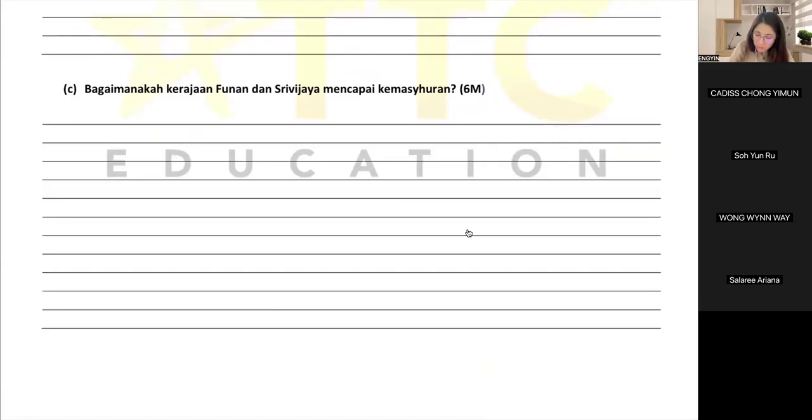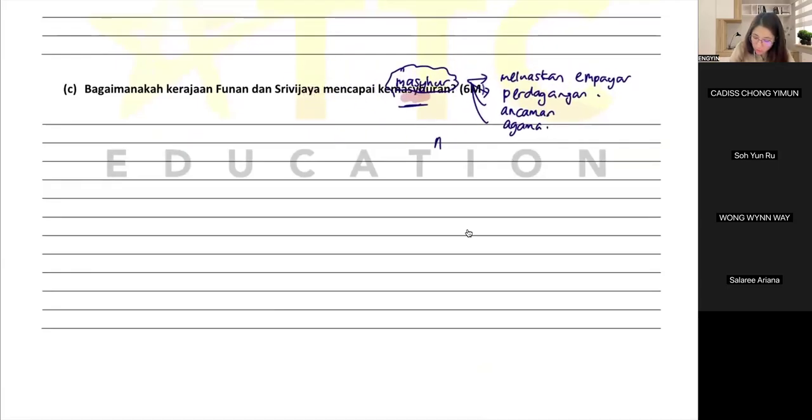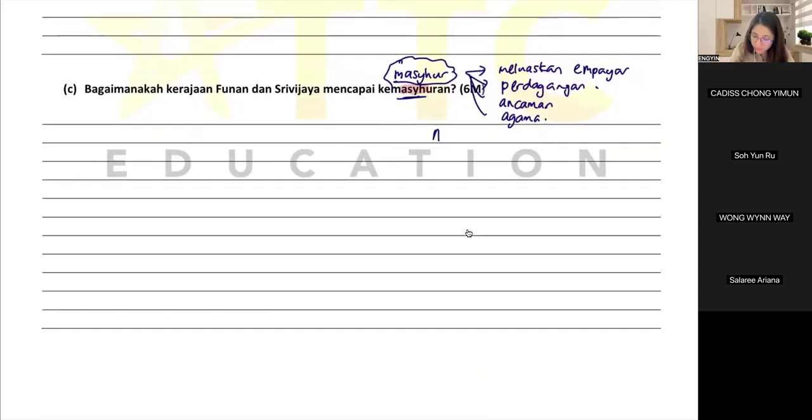Again, it's talking about kemasyhuran. So when we talk about kemasyhuran, it is talking about these four things. As I say, you need to study smart. So, Funan and Srivijaya, three. You need to tell me who is the king that makes them so famous, and what did they do? You need to give me three.